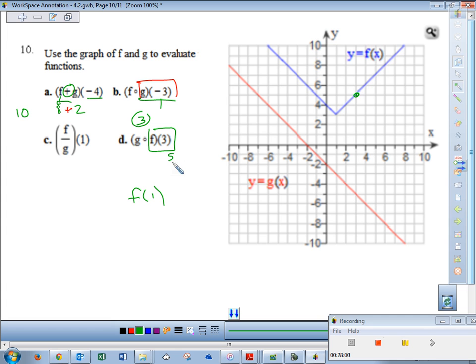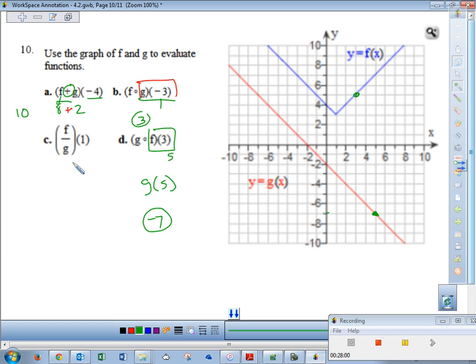Correct? Now I need to take 5 and put that into the g function. So I am now finding g of 5. So I go to the g function. I go to 5 on the x-axis and see where it touches the graph. And isn't that negative 7? That's my final answer. G of 5 is negative 7.